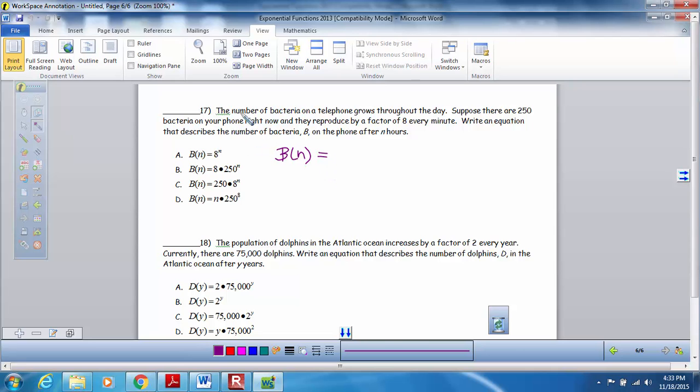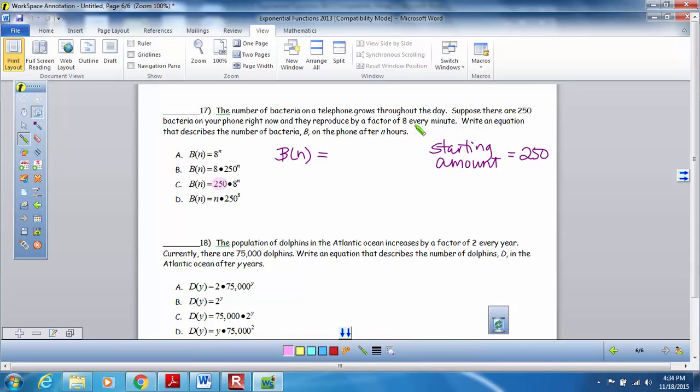So we know it's going to be B of n equals something, okay? So we want to look at our starting amount. If we look up here, it says there are 250 bacteria on your phone right now. So our starting amount is 250. So which one of these has 250 first? C. That's the only one that has 250 first. Then it grows by 8. So isn't it A times B to the X? So our A was 250. Our B is 8. So 250 times 8. C is the only answer that makes sense.